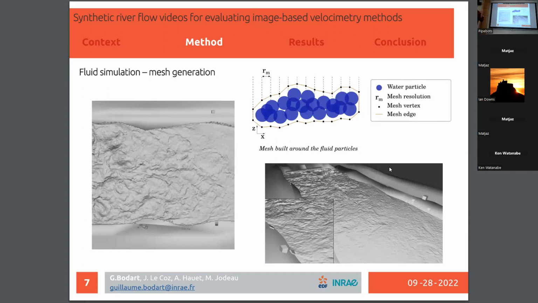Next slide, please. So then when we have these particles, what we need at the end is to get an object, a fluid object. So we have to define it, to get a close control around this object. So we build a mesh around these particles. Here is an example of a mesh built around the particles with several parameters. Here we have the mesh resolution. So we obtain this kind of object.